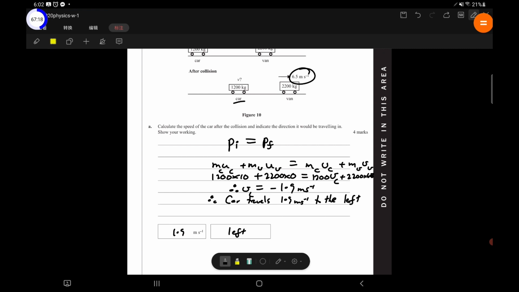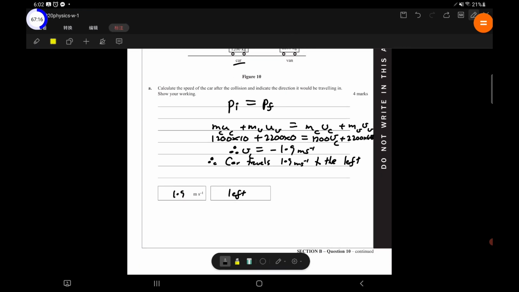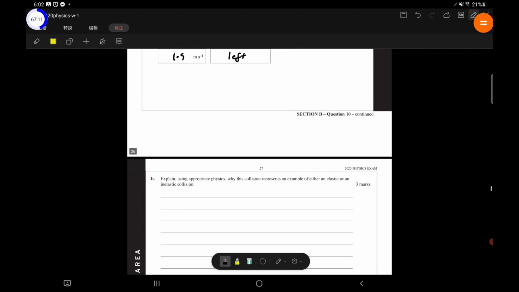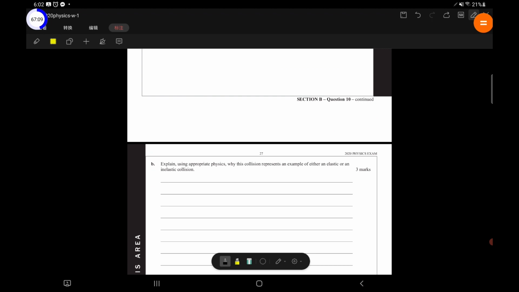Alright, so we've given both the magnitude of the velocity vector of our car and the direction as well, which is to the left, since negative signs generally mean to the left.